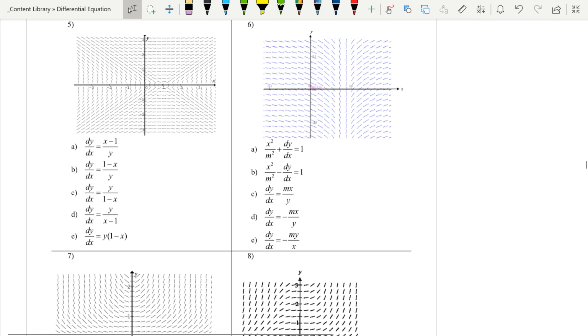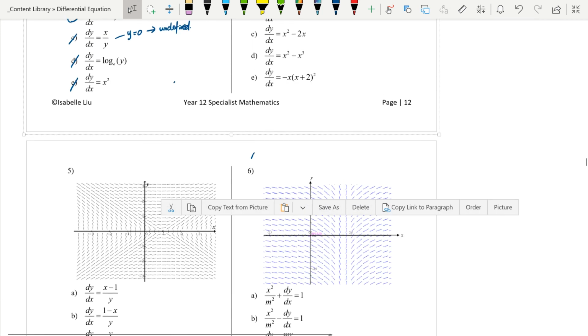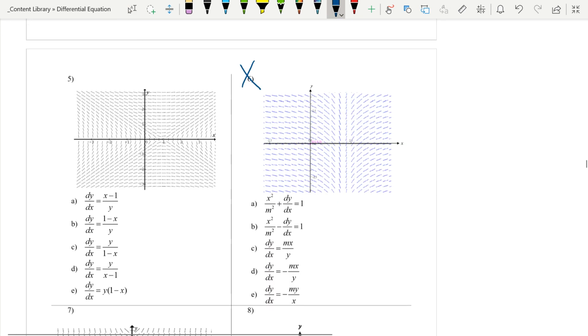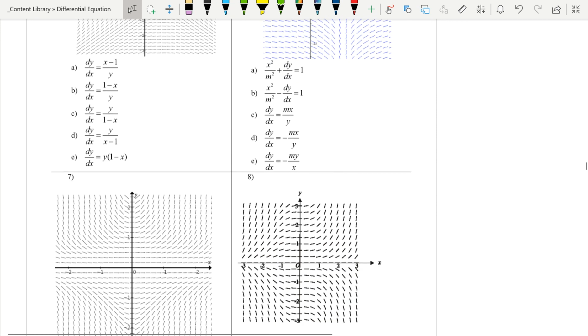There was a question not really nice. You don't need to try 6. 6 is a bit too hard to think about, so don't worry about 6. Try the rest of the questions.